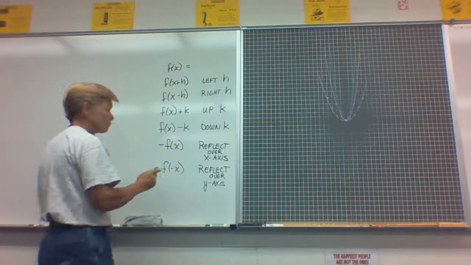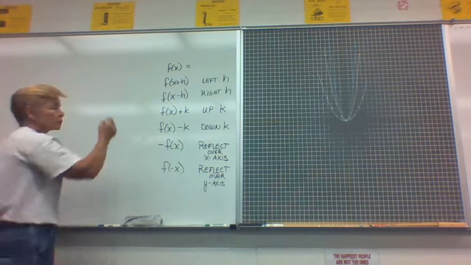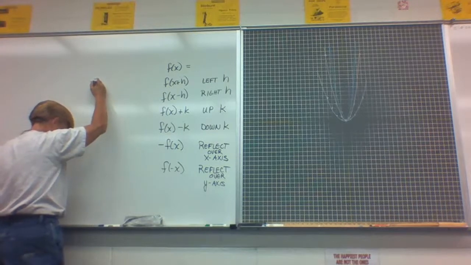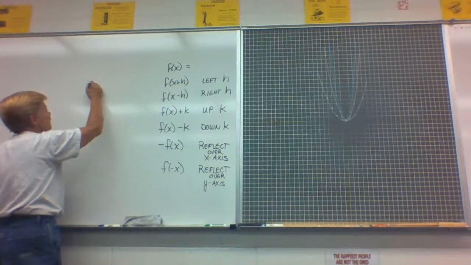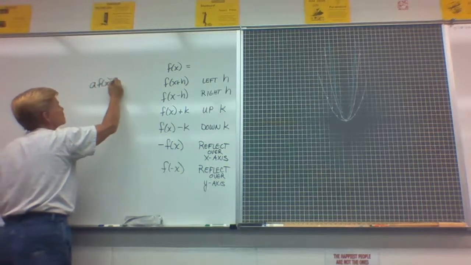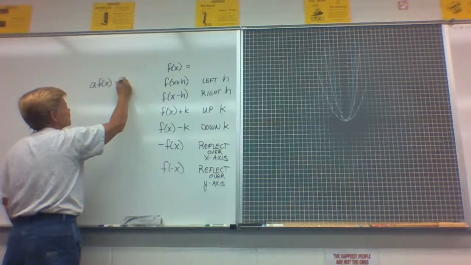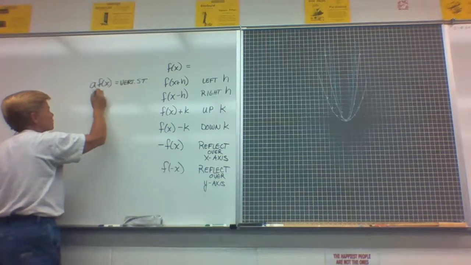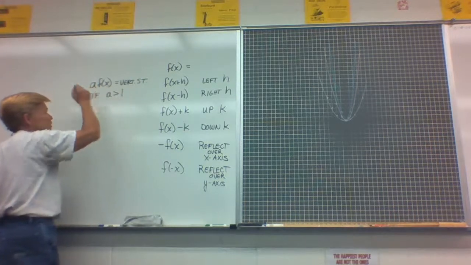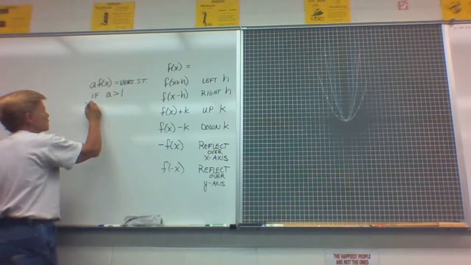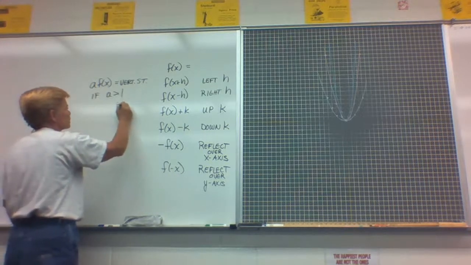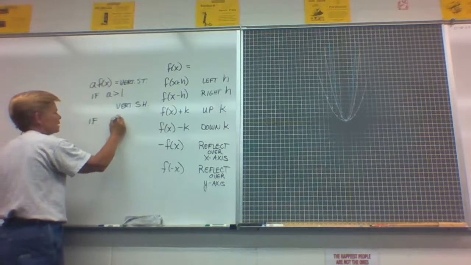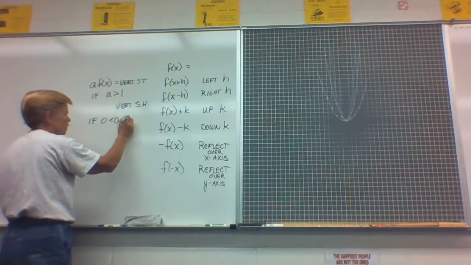If I want to vertically stretch it, I think I better come over here. I hope you can still see over here. If I take this original function and I do this to it, let's see, a times f of x, that will vertically stretch it if a is greater than 1. So if this is bigger than 1, it's going to stretch it. It'll be a vertical shrink if a is trapped between 0 and 1. In other words, a proper fraction.